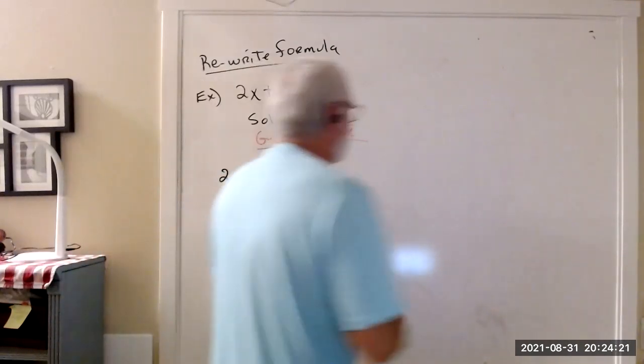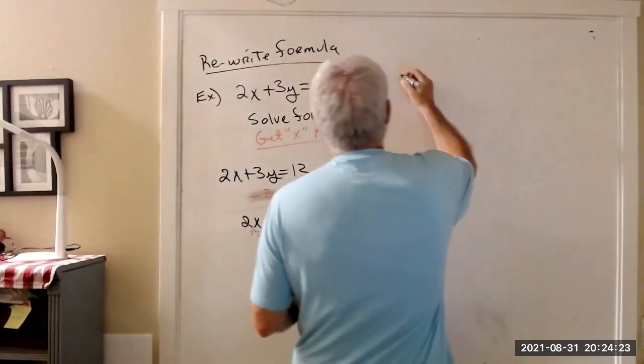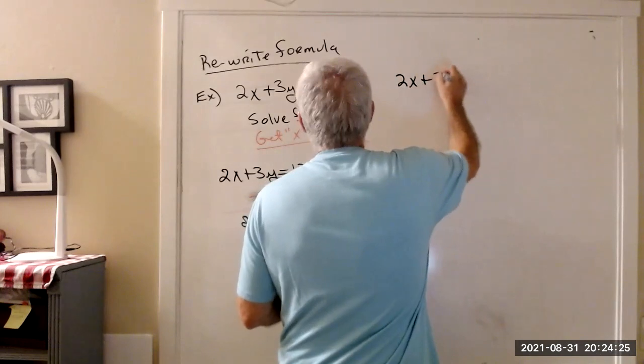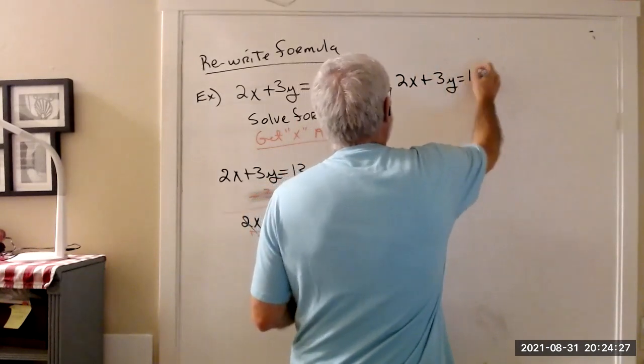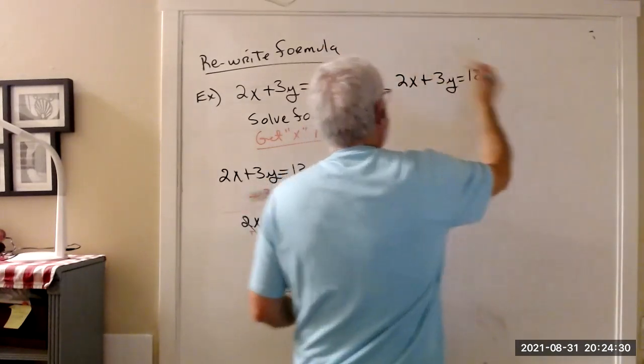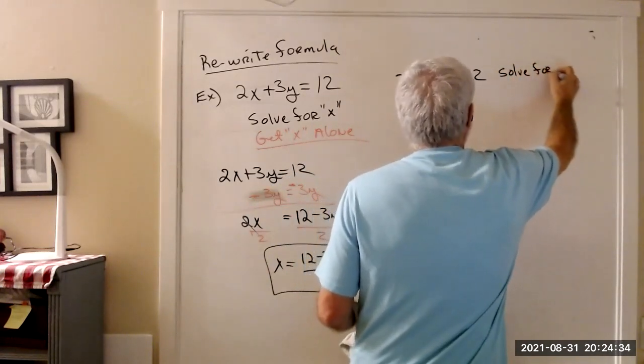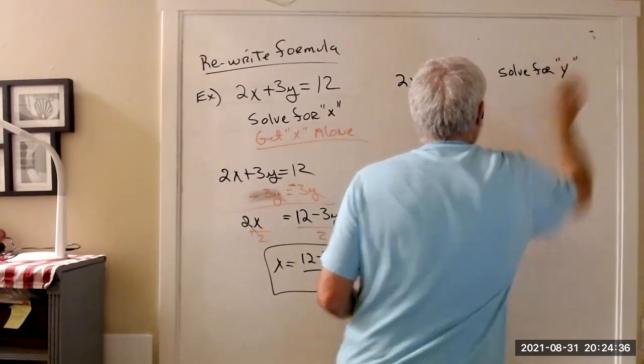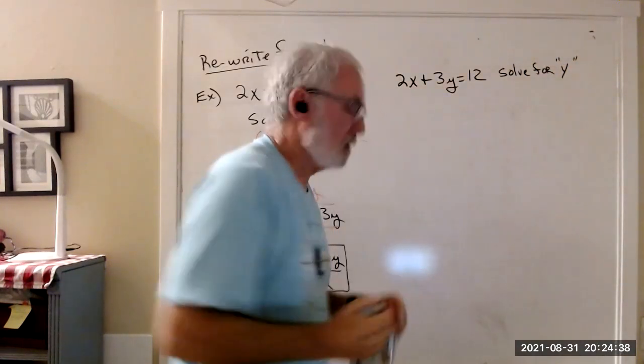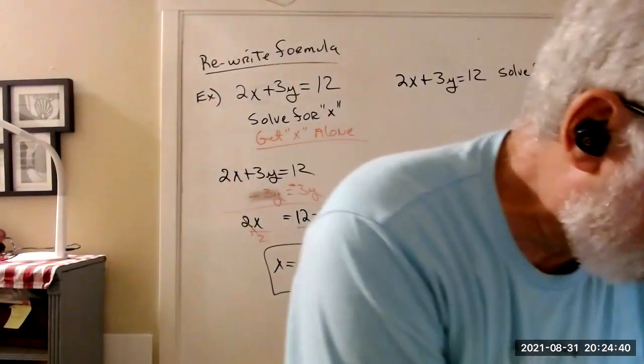Okay, let's take this problem. Same problem. 2x plus 3y equals 12. And I want you to solve for y. Solve for y. Go ahead.